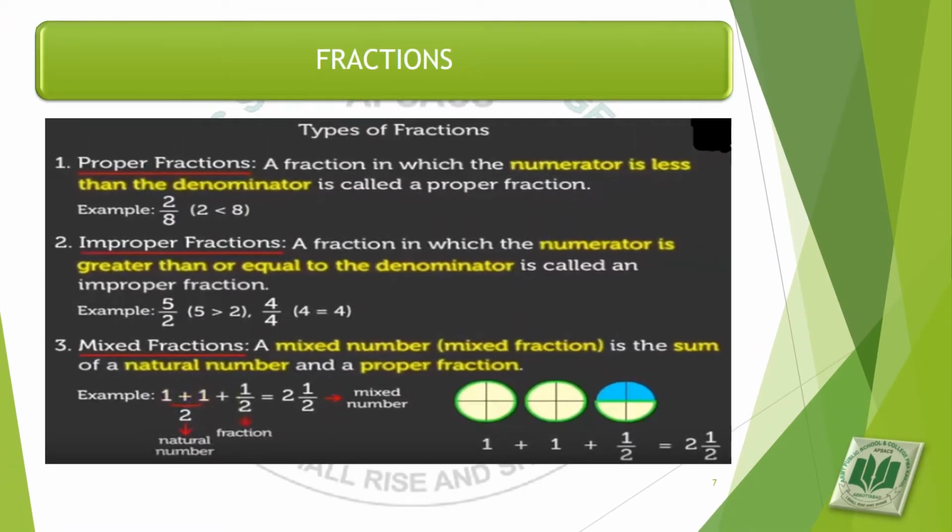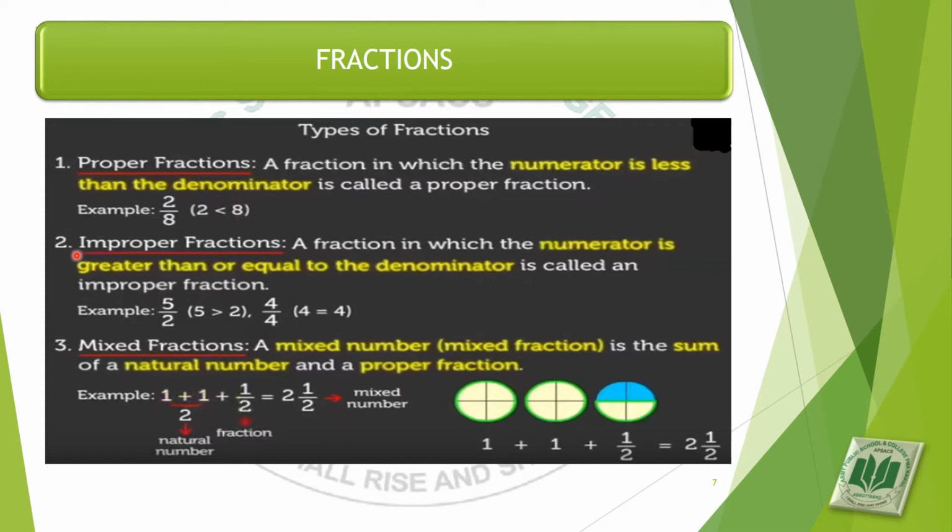Students, now we will discuss what are types of fractions. There are three types of fractions. The first is proper fractions. This is a fraction in which the numerator is less than the denominator. For example, we have a fraction 2 by 8. As you can see, 2 is less than 8, so this is a proper fraction.